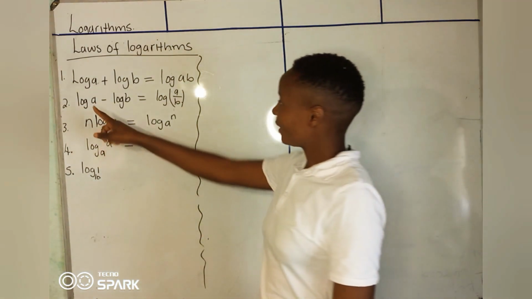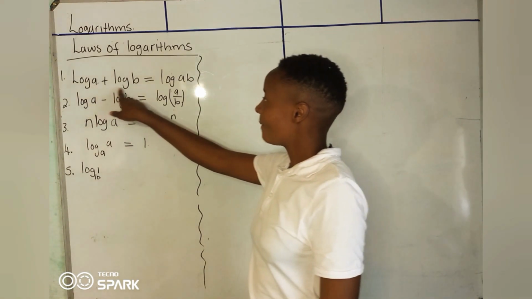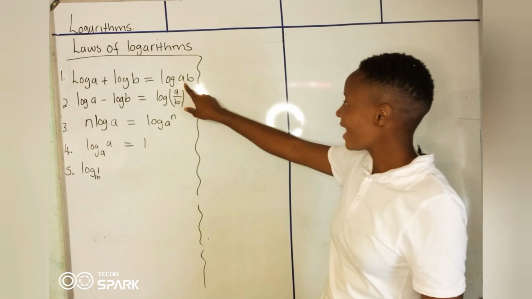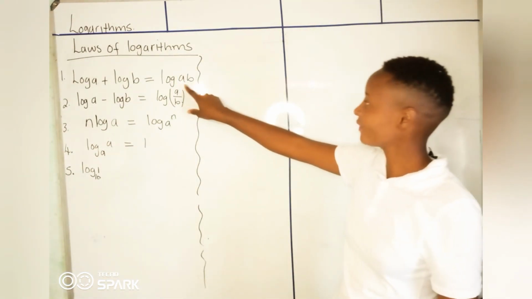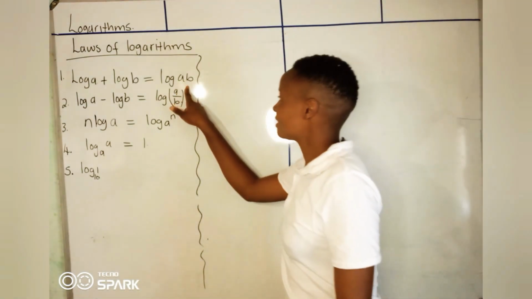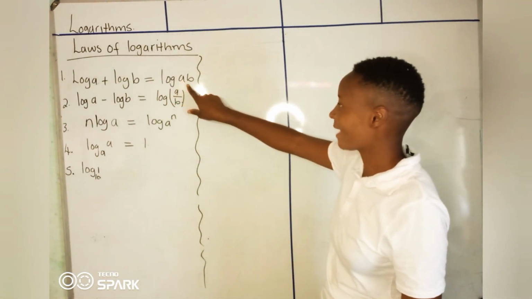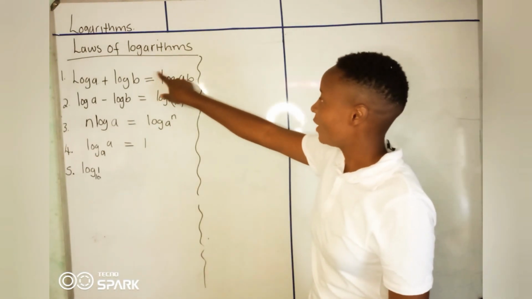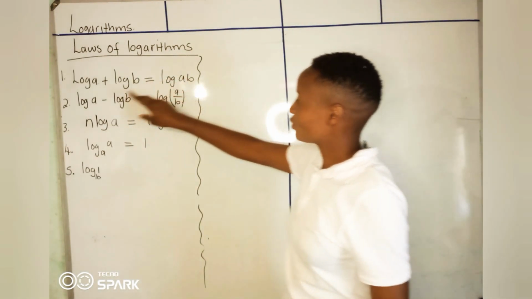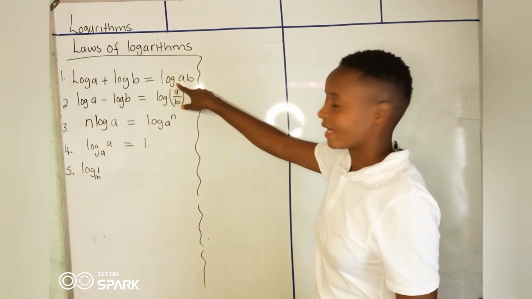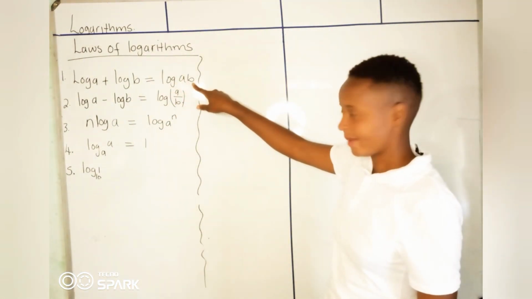So, law number 1 says logarithm of A plus the logarithm of B is equal to logarithm of A times B. Logarithm of A times B. That's very important. Okay. AB simply means logarithm of A times B. Also take note that you only write one logarithm. Okay. It was log A plus log B, but now we are writing it as logarithm of A times B.